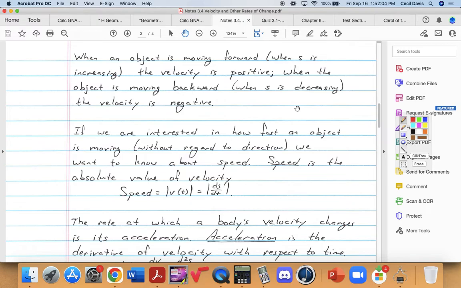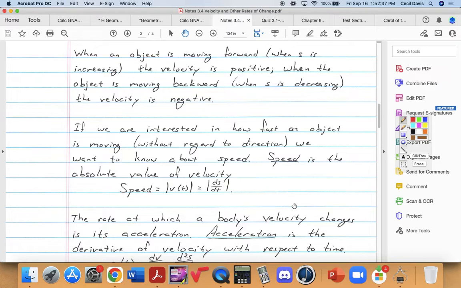If we're interested in how fast an object is moving without regard to the direction, we want to know about speed. Speed is simply the absolute value of the velocity. So speed we can think of as the absolute value of the rate of change in position with respect to time. This ds/dt is the rate of change in position with respect to time. It's the derivative of s with respect to t.